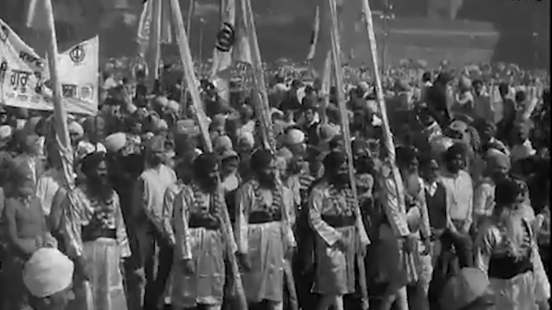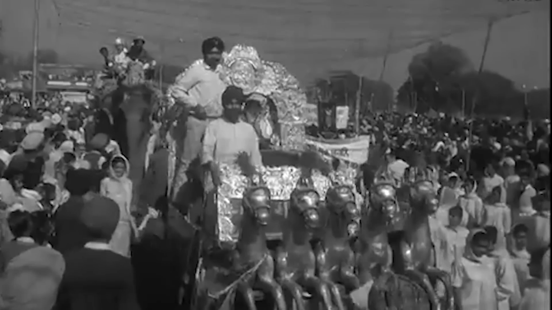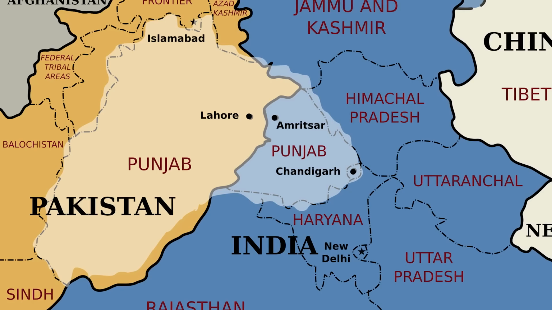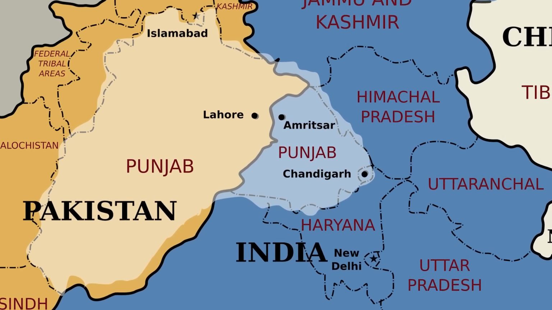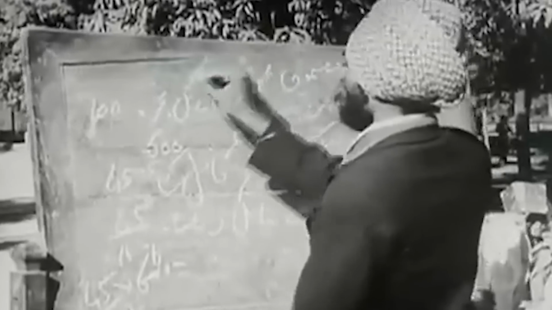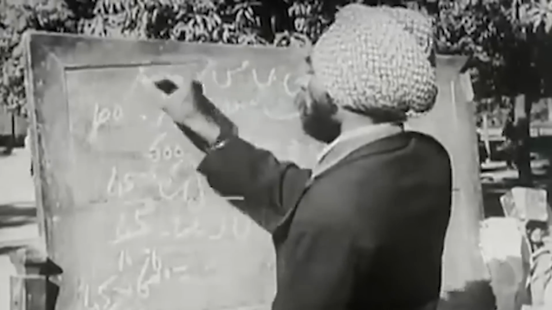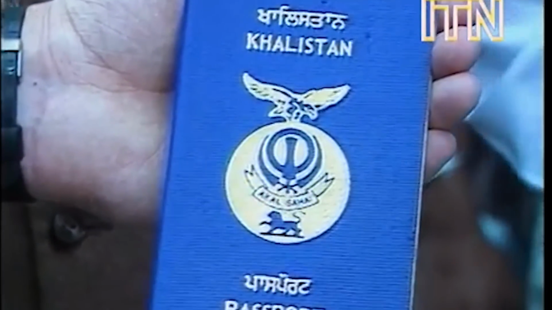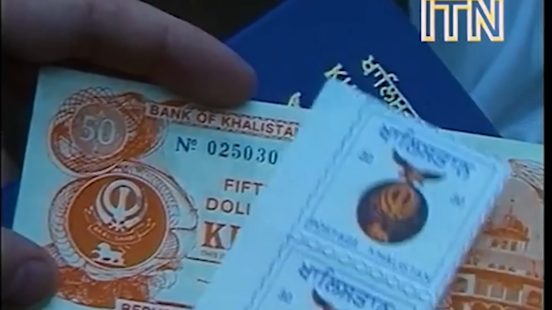Partition gave Muslims and Hindus their own respective states. But what about the Sikhs? The majority of Sikhs lived in the Punjab, on the borders of Pakistan and India. Calls to form a sovereign Sikh state, called Khalistan, had been around since the 1930s, but it reached its zenith after Bangladesh was successful in its fight for independence.